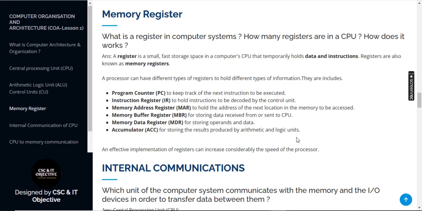Fourth, the memory buffer register, MBR, for storing data received from or sent to the CPU. Memory data register, for storing operations and data. Accumulator register, for storing the results produced by the arithmetic and logic unit. An effective implementation of registers can considerably increase the speed of the processor.